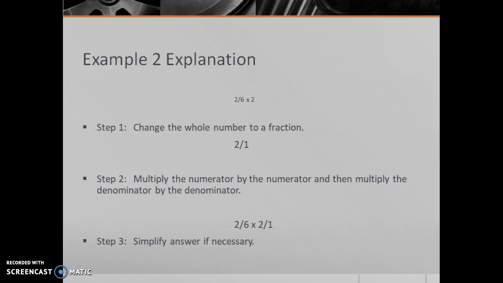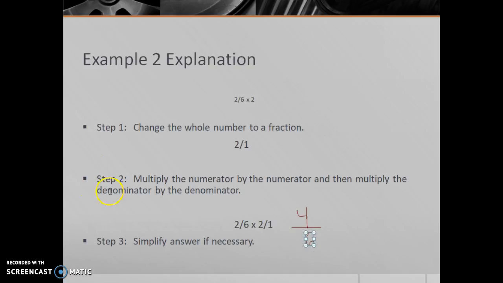The next step is to multiply the numerator by the numerator and then the denominator by the denominator. So when I multiply here, I have 2 times 2 is 4, giving you the answer during the multiplication part of it. And then I'm going to multiply 6 times 1, and we all know that any number times 1 is itself, so my answer is going to be 6 here.